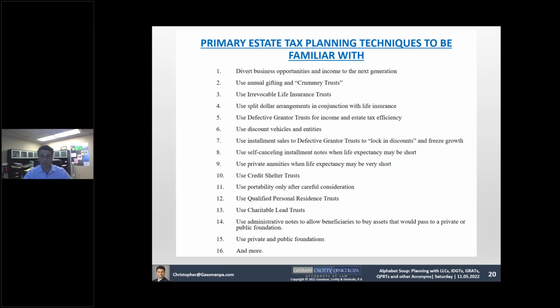And those techniques are generally summarized here. I've gone over a lot of these things here. I'm not going to read through the list, but I did want to highlight things like qualified personal residence trusts, or QPRTs as they're called, or charitable lead annuity trusts, or CLATs, or charitable remainder trusts, sometimes known as CRUTs. And we'll get to those topics here in just a minute.